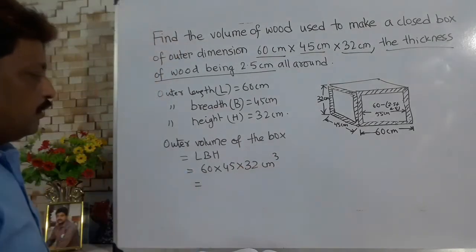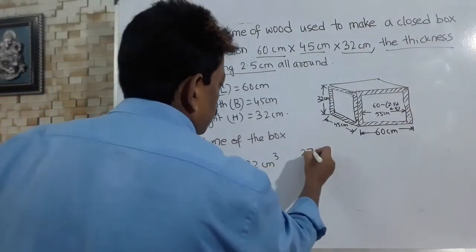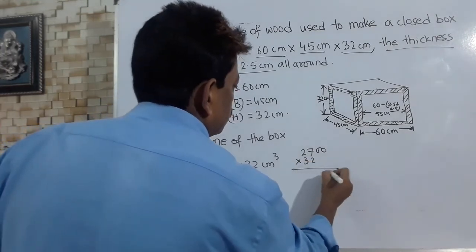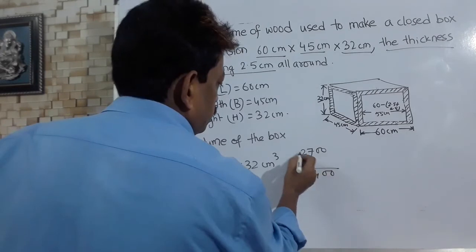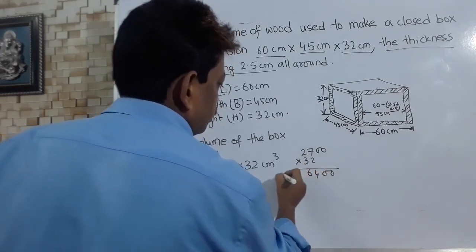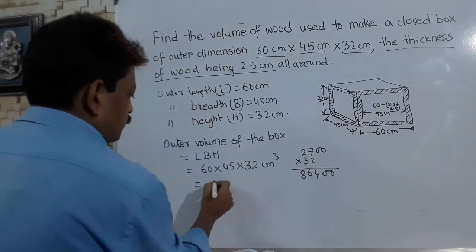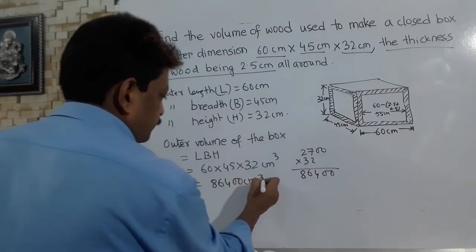Okay, so this will be 2700 multiplied with 32. So 2 into 4 is 8, 3 into 2 is 6... this is 86400 centimeter cube.